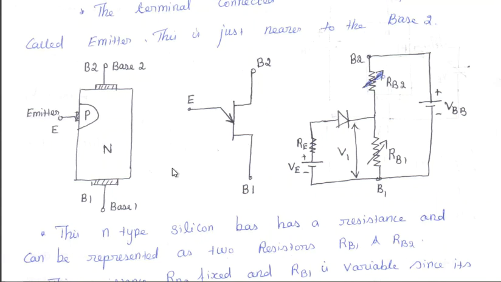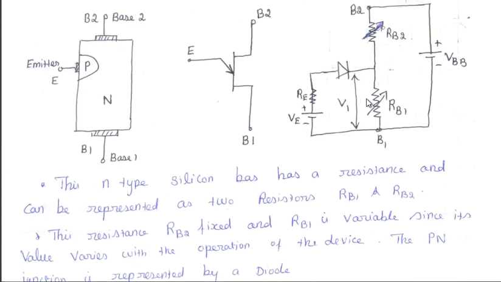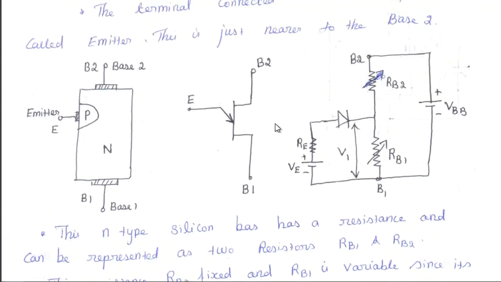This N-type silicon bar has a resistance and can be represented as two resistors, RB1 and RB2. So this is the equivalent circuit of the UJT and this is the symbol of the UJT. The resistance RB2 is fixed and RB1 is variable, since its value varies with the operation of the device. The PN junction is represented by a diode. The arrow indicates the conventional current, which flows when the device is forward biased.